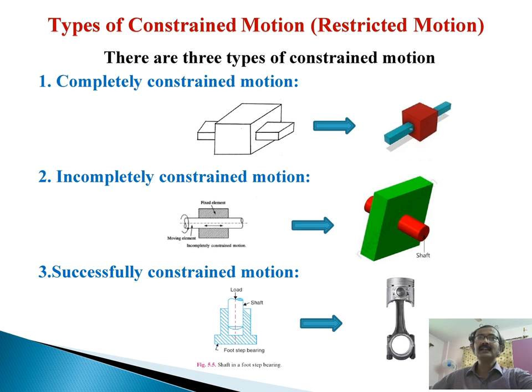Now the third one is successfully constrained motion. So what is successfully constrained motion? When the motion between the two elements of a pair is possible in more than one direction but is made to have motion only in one direction by using some external means, it is successfully constrained motion. Now in this diagram, the piston in a cylinder of an IC engine is made to have only reciprocating motion and no rotary motion due to the constraint of the piston pin.